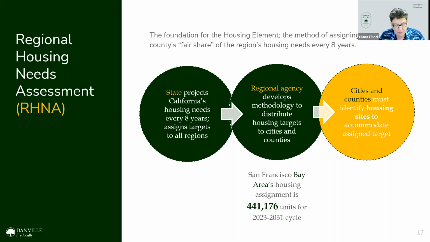The role of the regional planning agency is to allocate that assignment to its cities and counties. And at the local level, only then, at the very end, do local cities and counties play a role. And the role specifically is to find the land that can accommodate that housing assignment. Next slide, please.